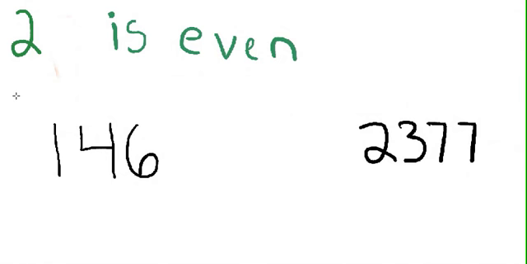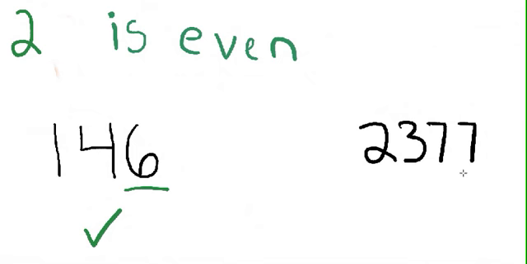First, a number is divisible by 2, meaning it will go into that number without any remainder, if the number is even. To tell if a number is even, we're just going to look at the last digit, and if it's 0, 2, 4, 6, 8, then the whole number is even, and it means 2 will go into that number. So 146, that last digit is 6, it makes it even, so 2 will go into 146.